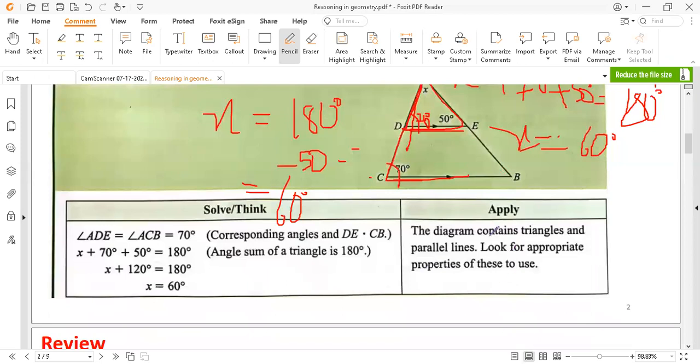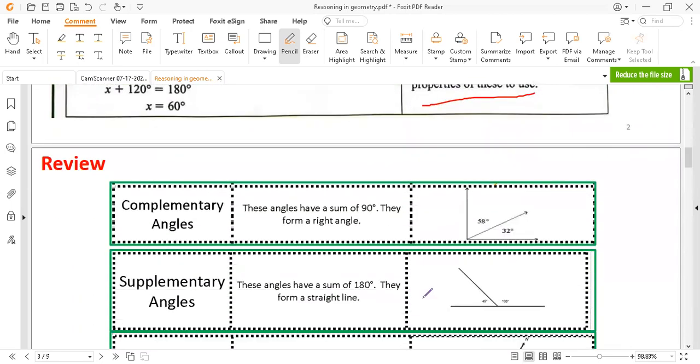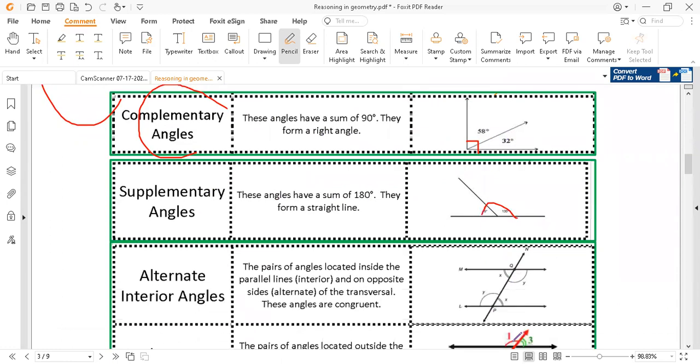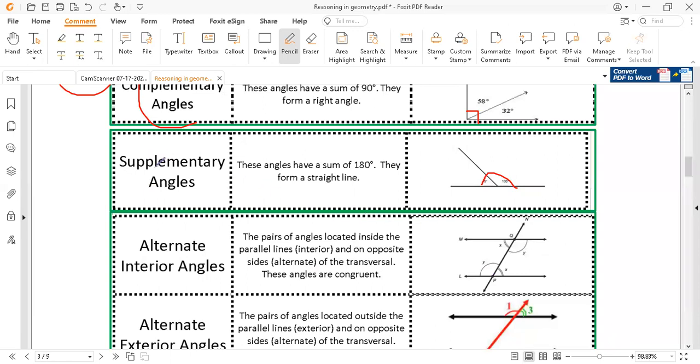So first of all, the diagram contains triangles and parallel lines, so we look for appropriate properties of these to use. I mention here some review about what we mean by complementary angles: adjacent, consecutive angles whose sum equals 90 degrees. Supplementary angles are consecutive angles with a sum equal to 180 degrees. We can say that these angles are supplementary when they give us a straight line.